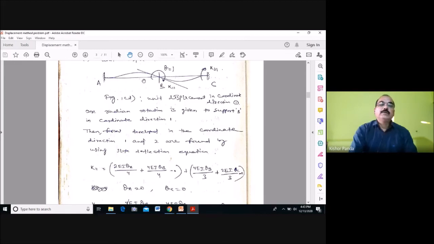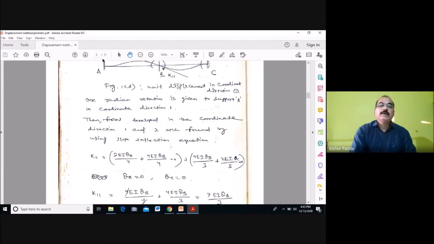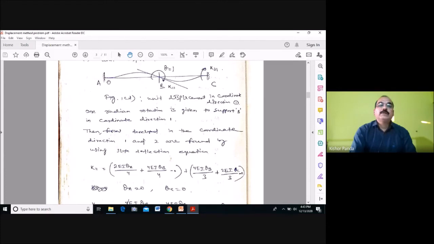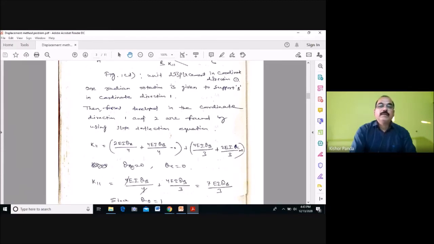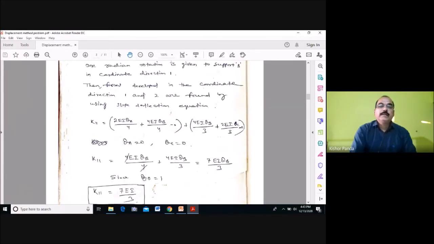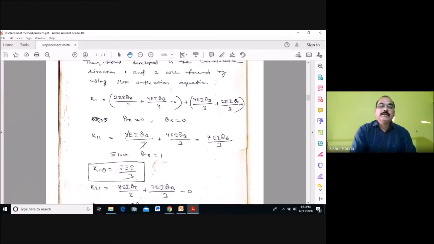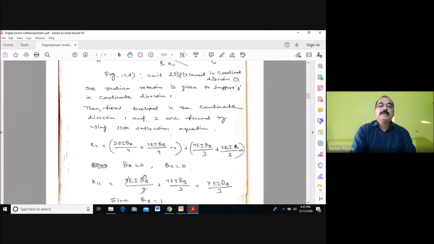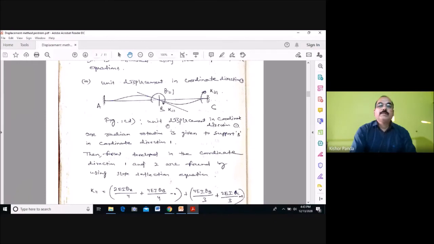So 4EI theta is from this side 4 and this side 2. Here also from this side 4 and from this side 2. So 4EI theta B by 3 plus 2EI theta C by 3. Here theta A is equal to 0, theta C is equal to 0, and theta B is equal to 1. Just putting in those values, you get K11 equal to 7EI by 3.